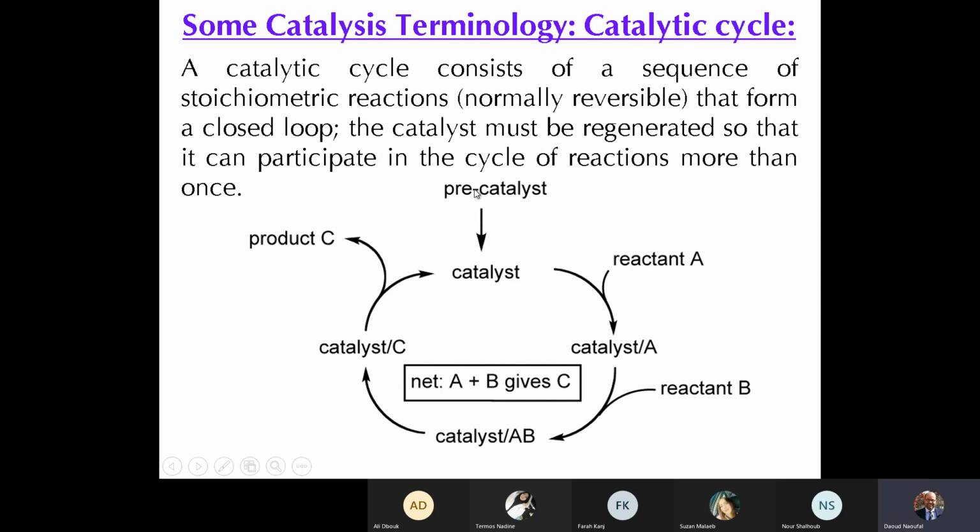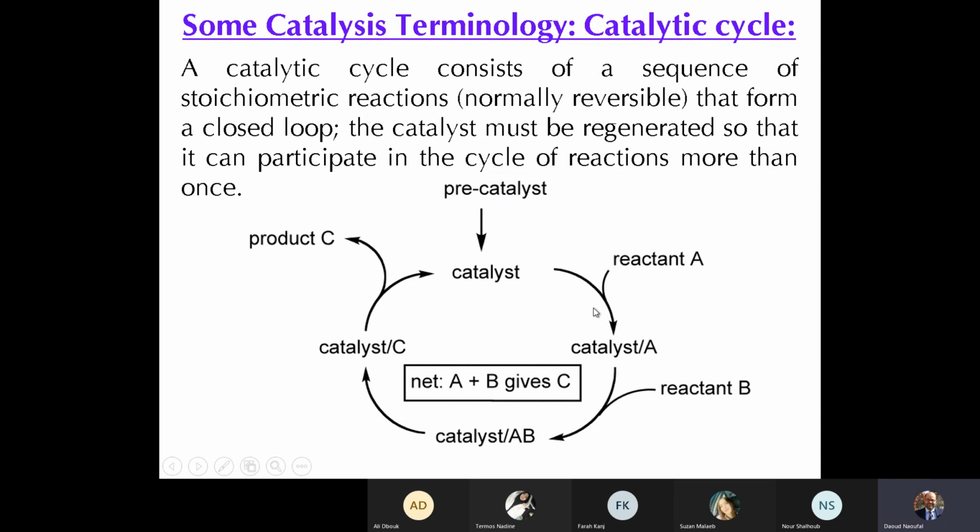Why do we use a pre-catalyst? Some of the organometallic catalysts are highly sensitive, so they are not stable. If we use them directly, they decompose, for example. For this reason, we use a pre-catalyst, a substance that in the course of the reaction regenerates the active catalyst that will do the catalytic cycle.